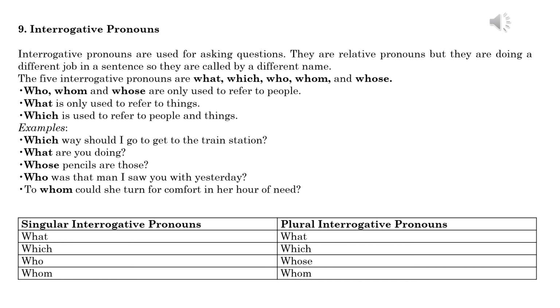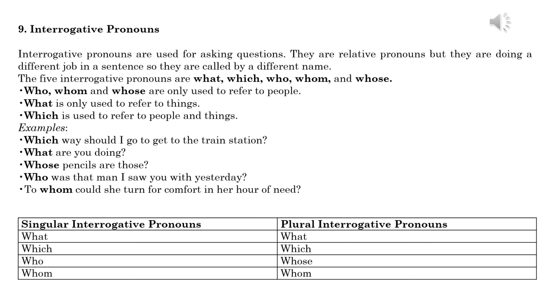Nine. Interrogative pronouns. Interrogative pronouns are used for asking questions. They are relative pronouns, but they are doing a different job in a sentence, so they are called by a different name. The 5 interrogative pronouns are what, which, who, whom, and whose. Who, whom, and whose are only used to refer to people. What is only used to refer to things. Which is used to refer to people and things.